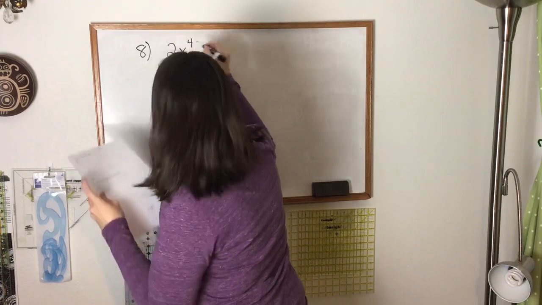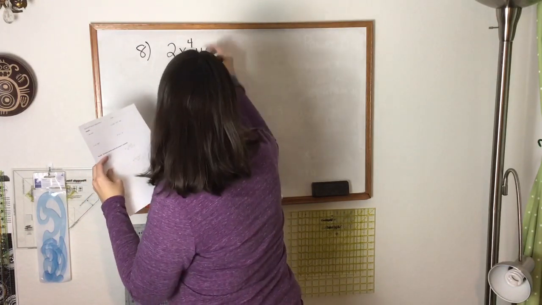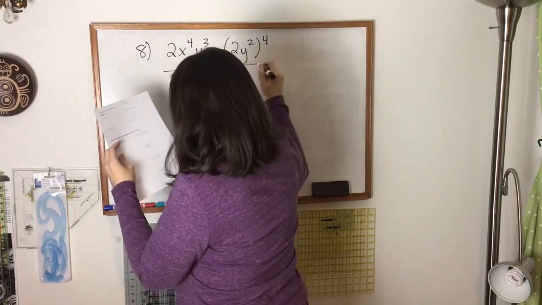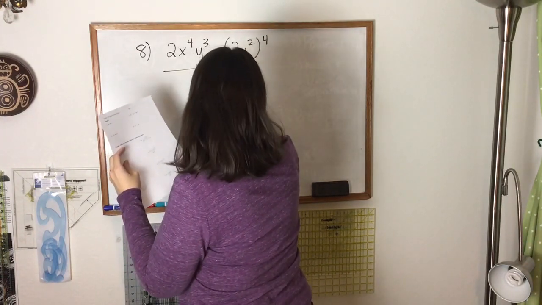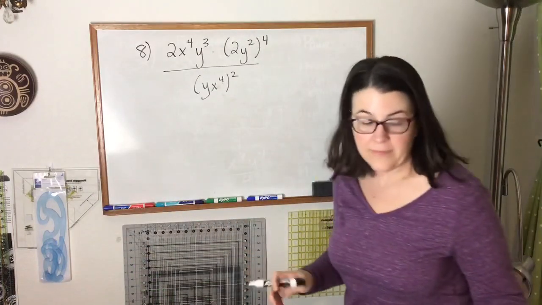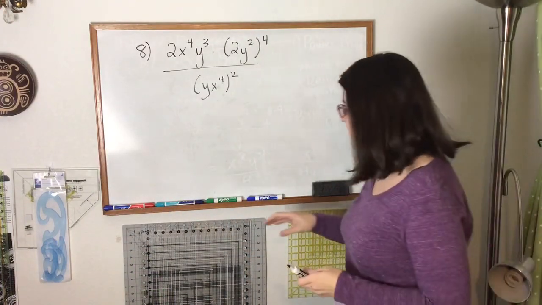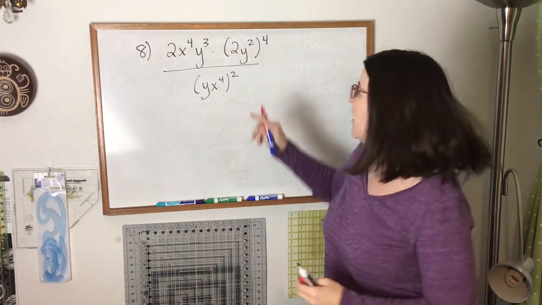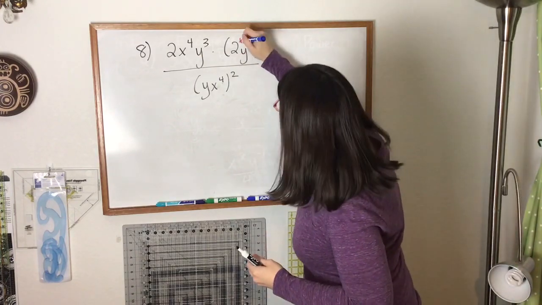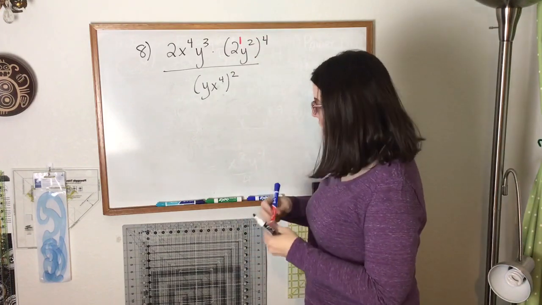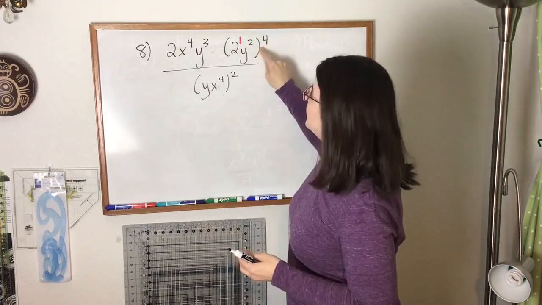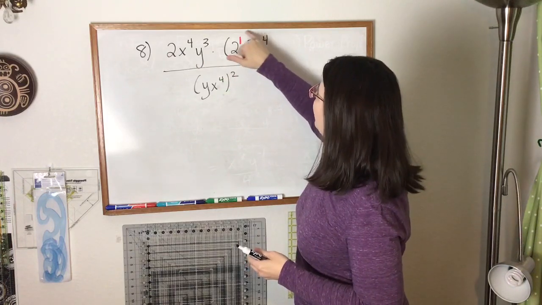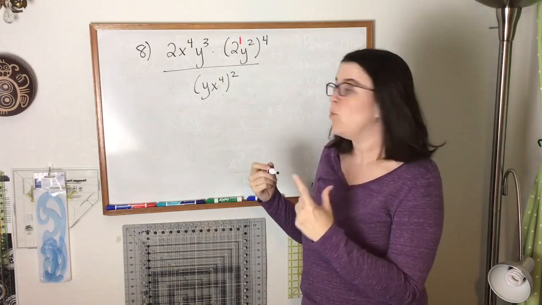All right, so problem number 8 says (2x^4 y^3)(2y^2)^4 over (y x^4)^2. The biggest problem that I see happening in this comes from this parentheses right here, because people forget all of the time that this 2 is to the first power. So when I carry that 4 in, it's not going to be 2 times 4, it's going to be 2 to the first power, and the 4 is going to affect the 1.